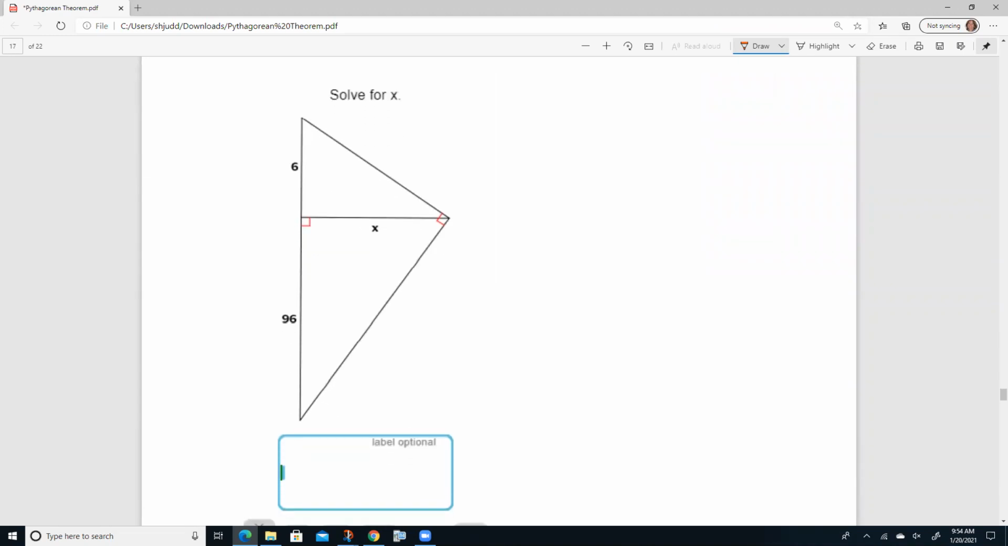Okay, look at this one. Is it the same situation? Yes, it is. So in this case, x is equal to the square root of 96 times 6, which is 24.